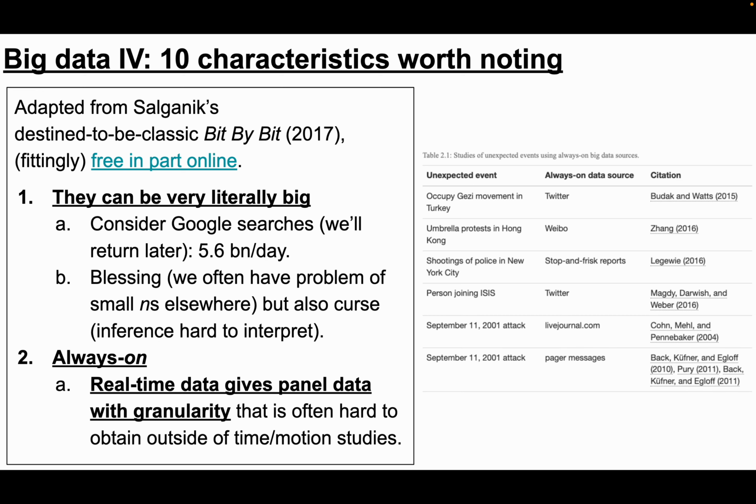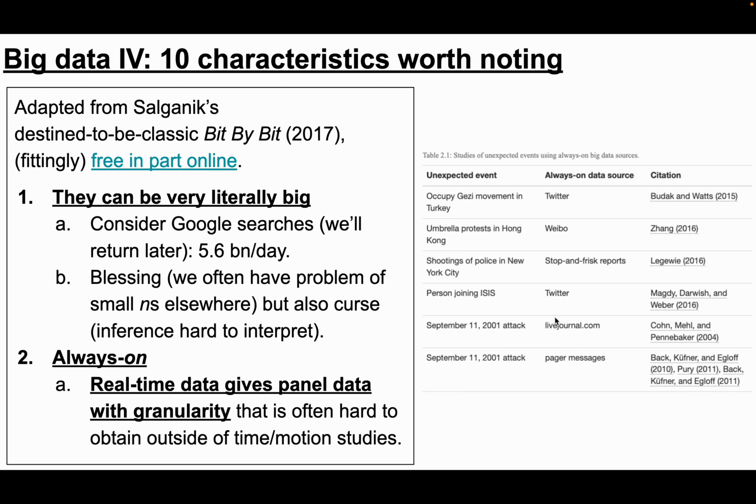So here's a good example from Salgonic, some of these always-on big data sources. You can see here there's a variety of different scenarios where basically people were able to study events in ways that would have just been entirely impossible prior. So, for example, what's maybe the most familiar to someone. Actually, this is kind of interesting.